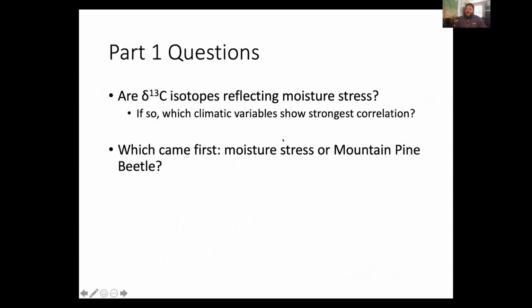So two major questions we have, very similar to what Savannah talked about previously. What's causing the mortality here? One, do the isotopes follow moisture stress as they have in other studies? And if so, which climatic variables show the strongest correlations? And then if we can, just like Savannah aimed, is it the moisture stress, or is it some other factor causing mortality to these whitebark pines in northwestern United States?